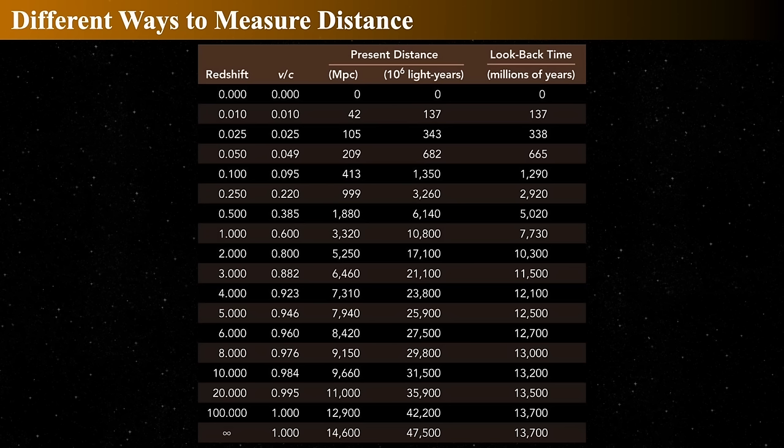And the Big Bang is roughly 13.7 billion years old. Now, this set of numbers came from the fact that we assumed a flat universe with H naught equals 71 kilometers per second per megaparsec with a standard lambda CDM cosmology. Then we can derive all these things for a given redshift. And notice that maximum look-back time of 13.7 billion years.